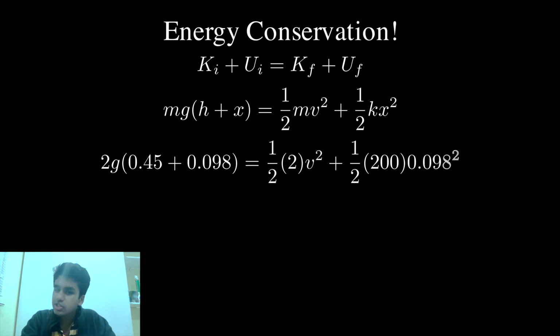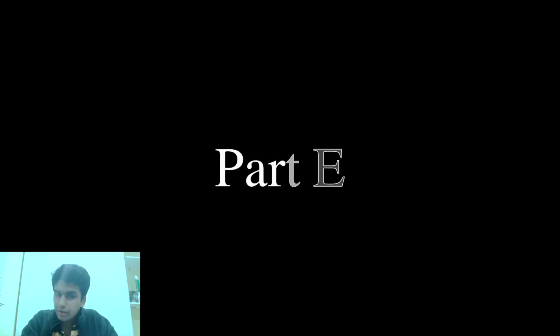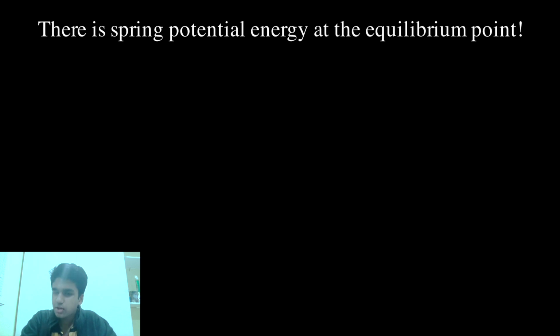And then for the spring potential energy, we know that the constant is 200 and it displaces by 0.098. So we plug all of this in, and we're only left with v. So we can solve for v, and we can find that v is 3.13 meters per second. Now part E wants us to find the resulting amplitude of this block.